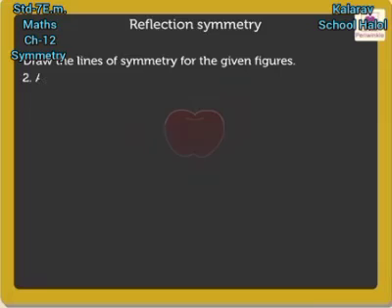Figure 2. An apple. Here, we cannot divide an apple into 2 equal halves. Thus, an apple has no line of symmetry.